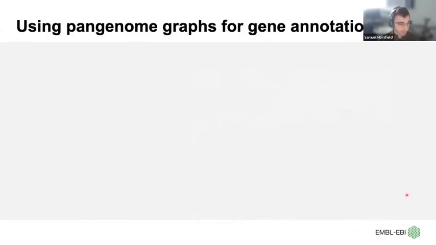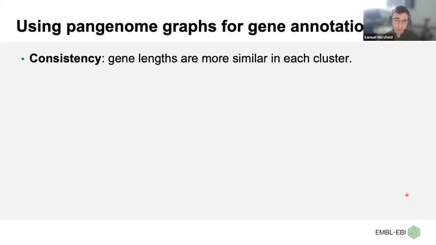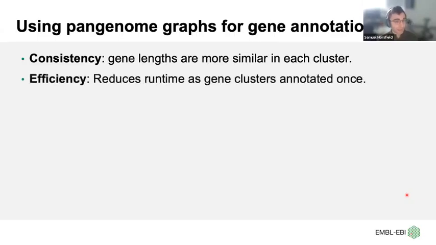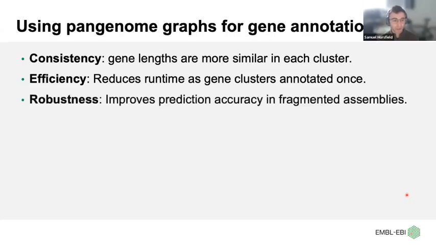So just to wrap up then, why would you use pangenome graphs for gene annotation? Using pangenome graphs provides consistency because you're using this population level information to inform gene prediction. Gene lengths are more similar between each cluster. You get gains in efficiency because you're not conducting this redundant annotation of genes in every single genome. You're annotating genes across a pangenome all at once.